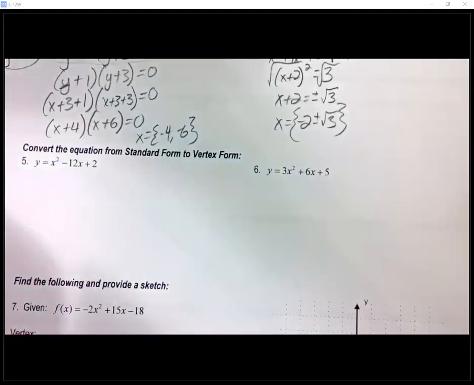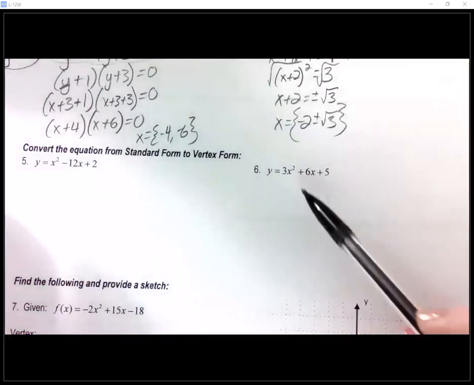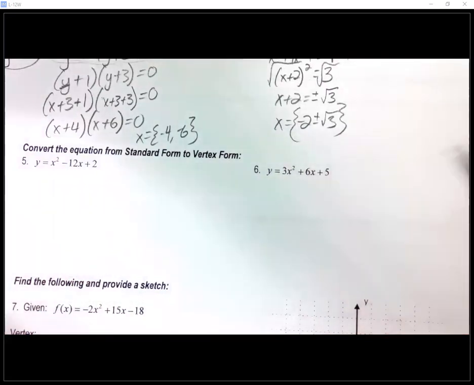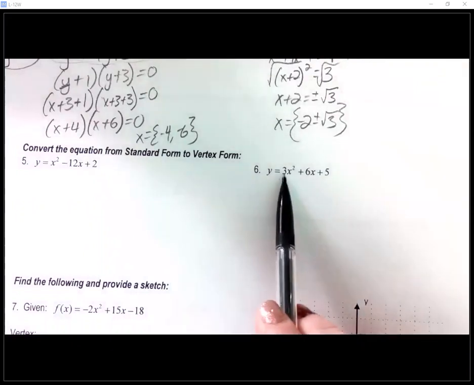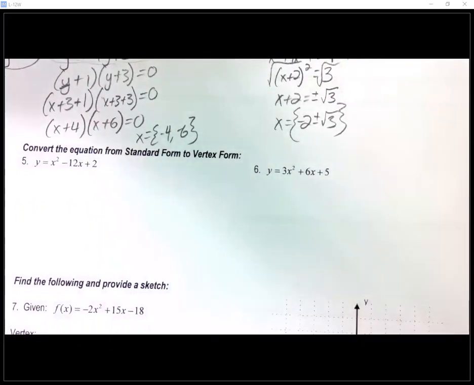One way is to just find the vertex like you normally would, negative b over 2a. Take that answer, plug it in. So now you know what the vertex is. So if you know vertex form, just pop in H and K and you already know what A is, it's 3. So that's an option.